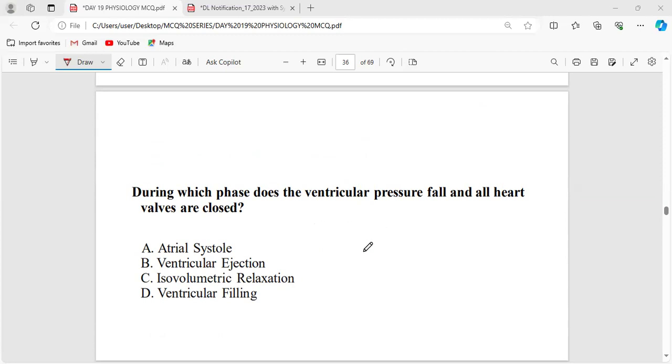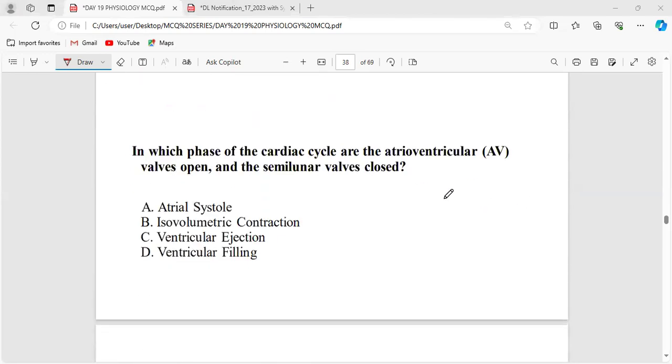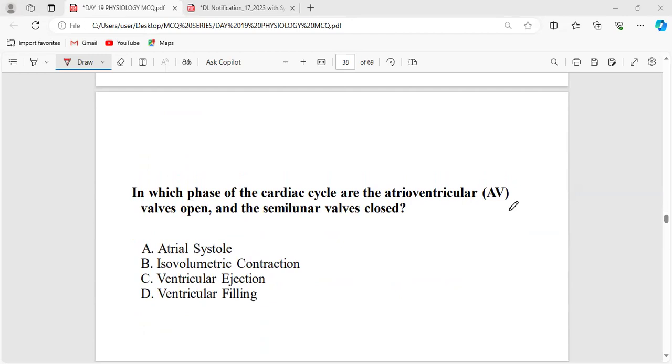Make the changes. And during which phase does the ventricular pressure fall and all the heart valves are closed? During which phase is the ventricular pressure getting reduced and all the valves also getting closed? That will obviously be isovolumetric relaxation. In which phase of the cardiac cycle are the atrioventricular valves open and the semilunar valves closed?